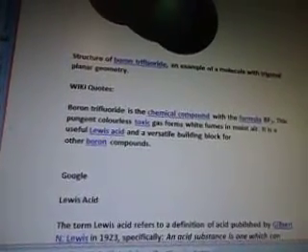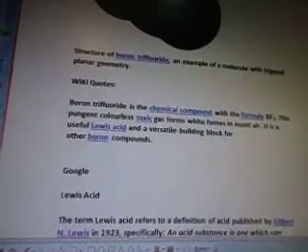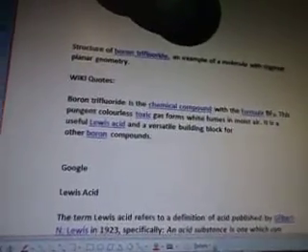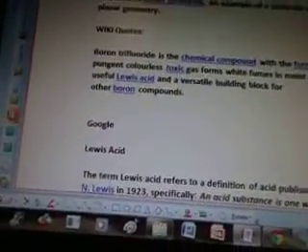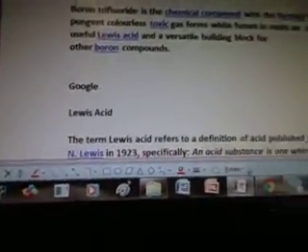Wiki quotes. Boron trifluoride is the chemical compound with the formula BF3. This pungent, colorless, toxic gas forms white fumes in moist air. It is a useful Lewis acid and a versatile building block for other boron compounds. So I'm going to Google Lewis acid.